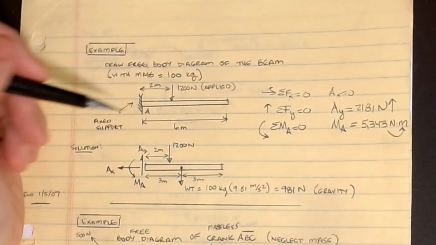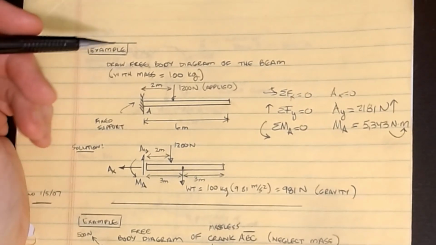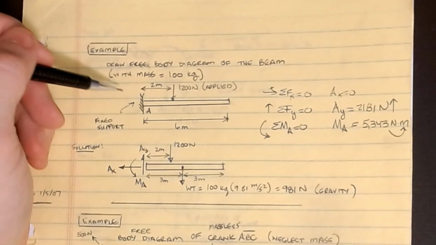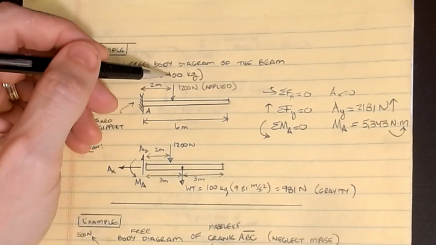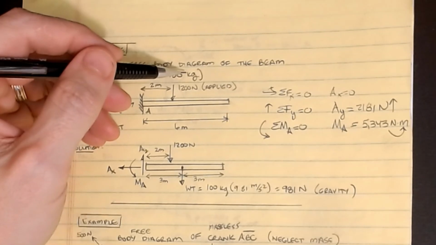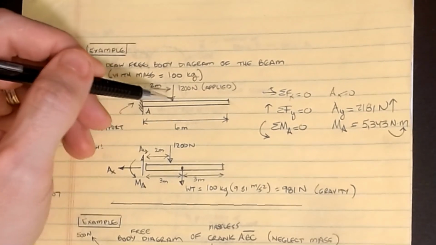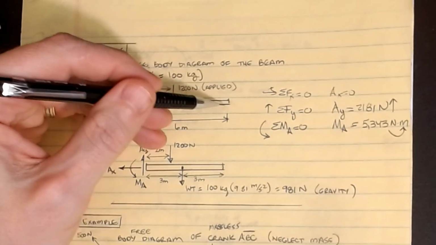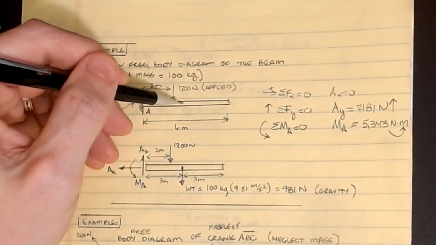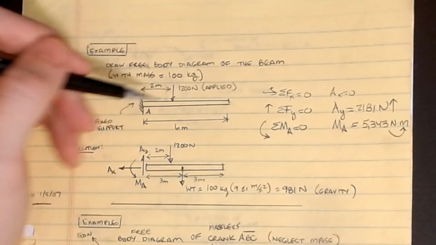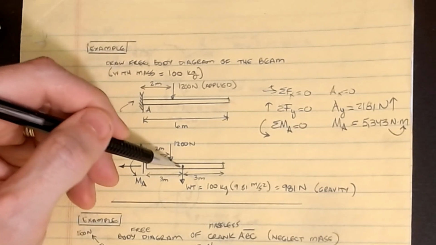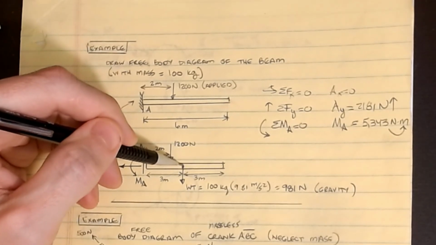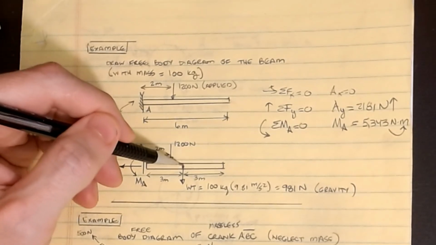The beam itself is 6 meters long. Let's say it has a mass of 100 kilograms. Well, 100 kilograms times the gravitational value, 9.81, would be the weight of this beam, and we could assume that it's either spread out over the length of the beam or we could lump it all at the center of mass. In this picture I've drawn it as a lump, a force at the centroidal location.